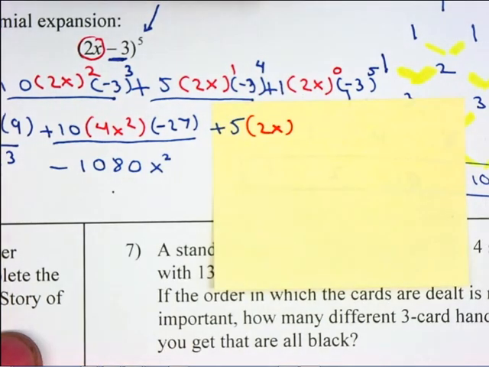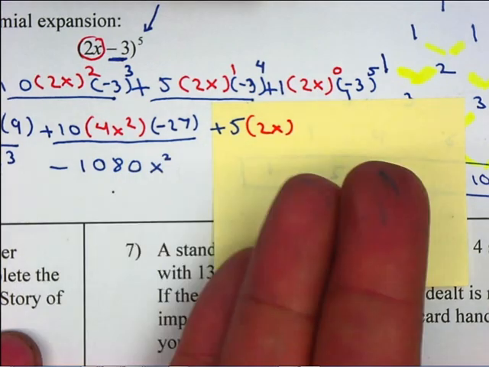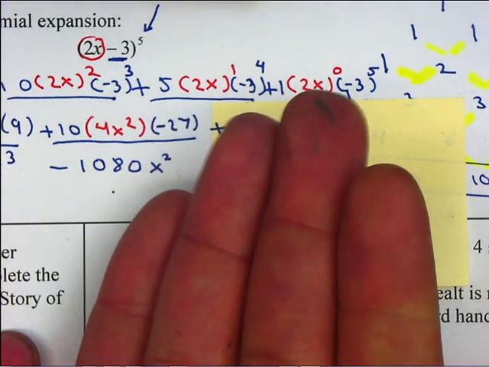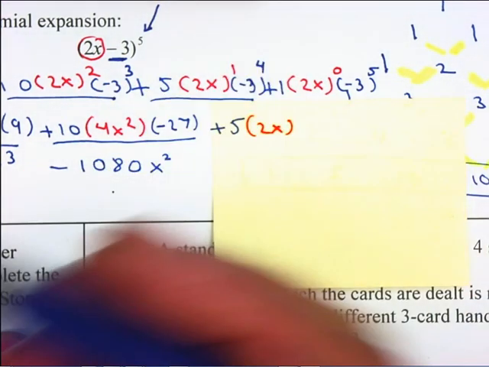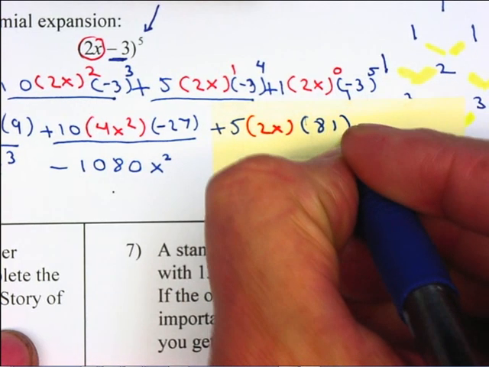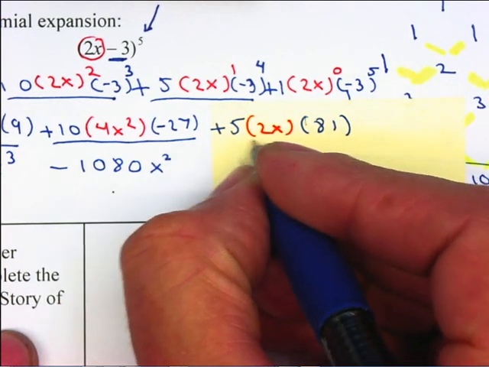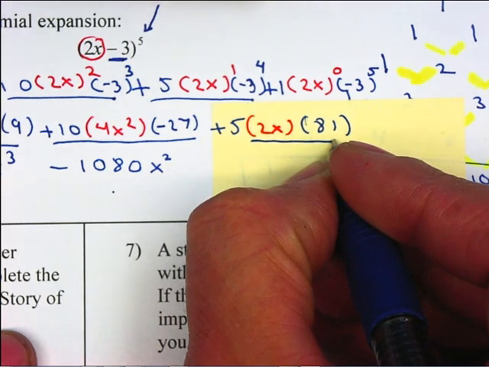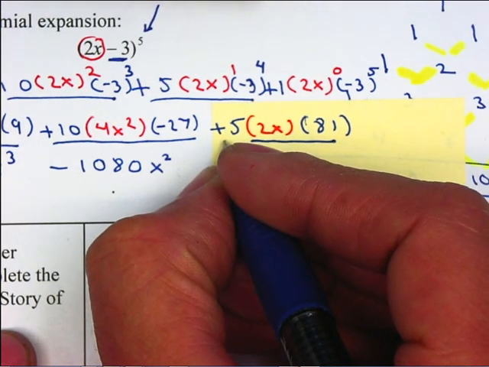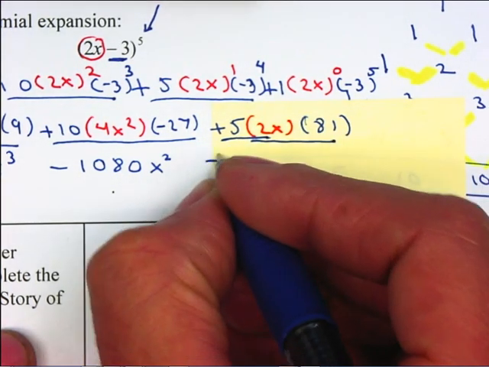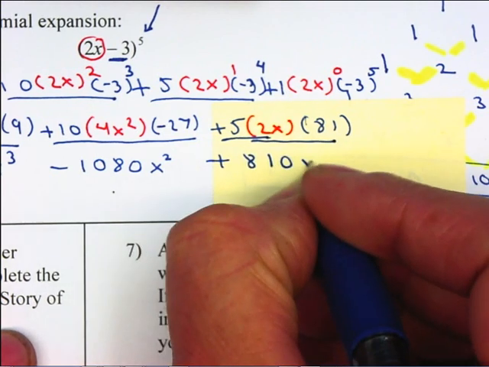And negative 3 to the 4th power will be negative 3 times negative 3 times negative 3 times negative 3. 9 times 9 is 81. So it gives me positive 81. Multiply this out. 10 times 81 will give me positive 810x.